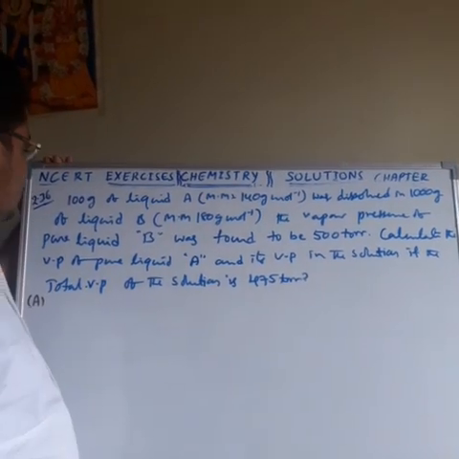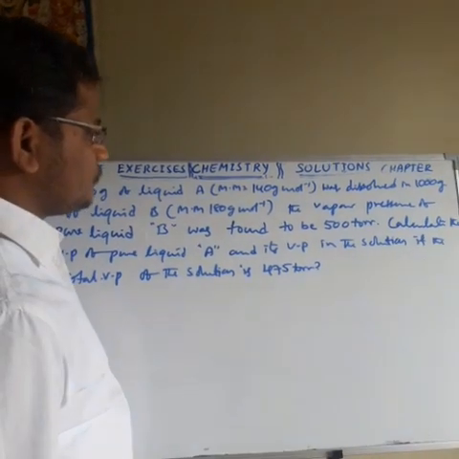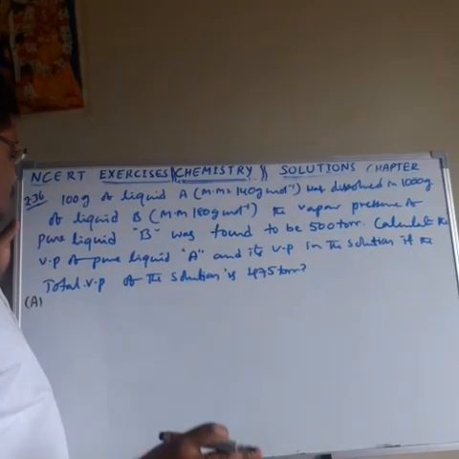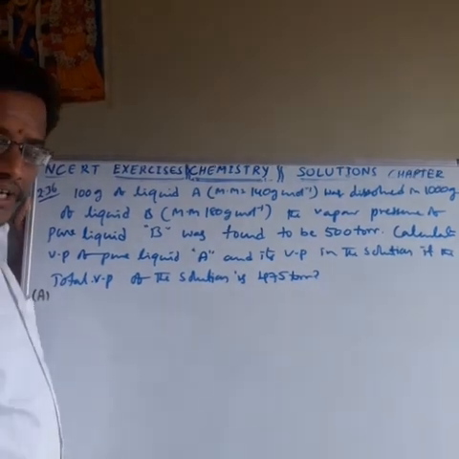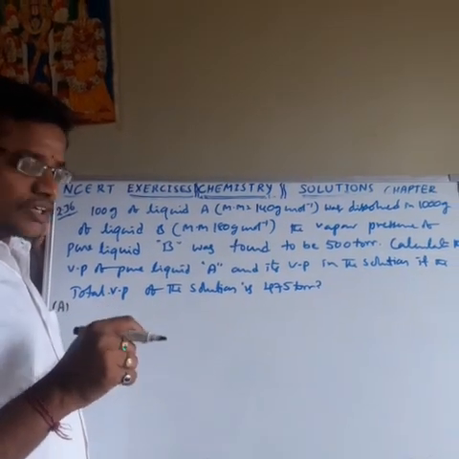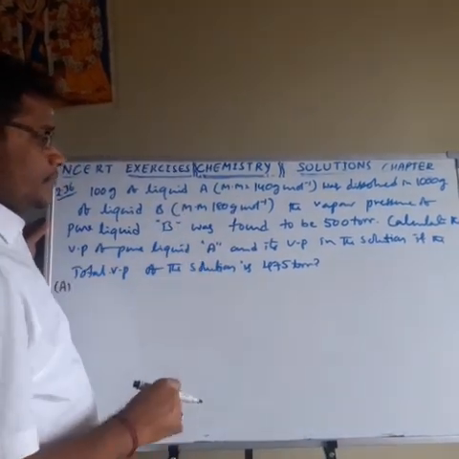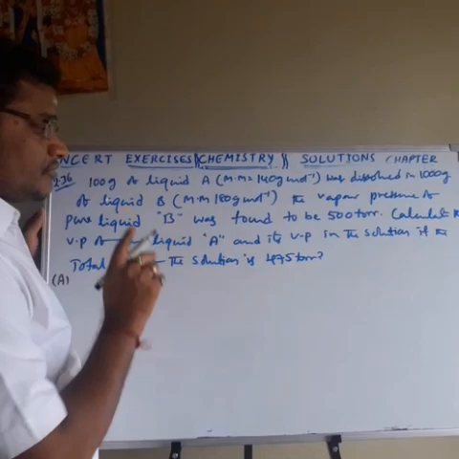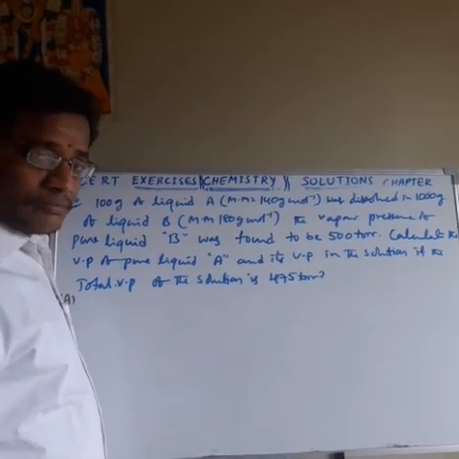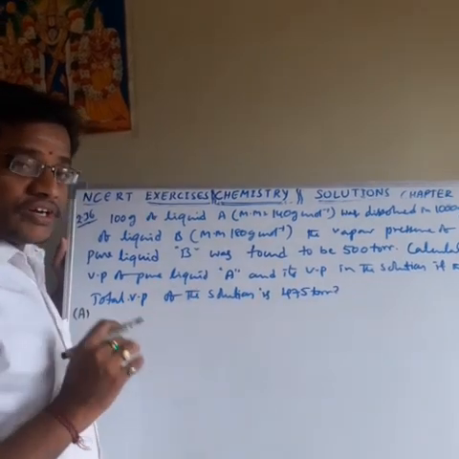Then see question number 36. 100 gram of A liquid was dissolved in 1000 gram of B liquid. A liquid is 100 gram, dissolved in the B liquid which has 1000 gram of weight. They give the molar mass of A and B. The vapor pressure of pure liquid B is also given as 500 torr. We have to find the vapor pressure of liquid A.